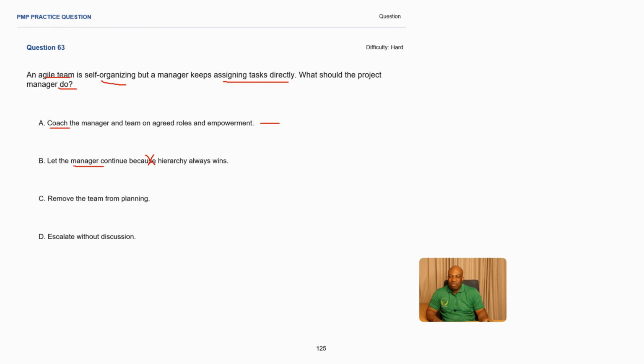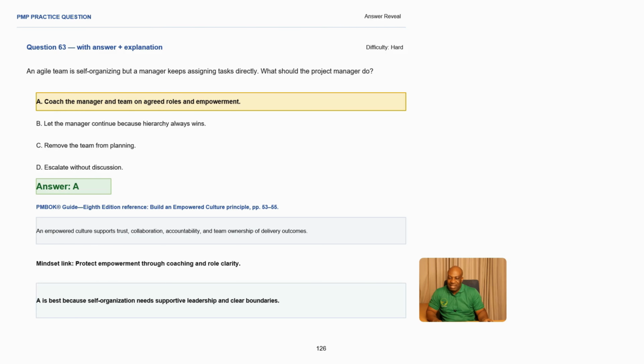Remove the team from planning. You don't just remove the team from planning. You need the team for project planning, making this one incorrect. Escalate without discussion. Don't escalate in a project unless it's something beyond your authority or approval. As a project manager, try to resolve issues at project level, making this one incorrect. So the best answer here is A. You need to coach the manager and the team on agreed roles and also empowerment.